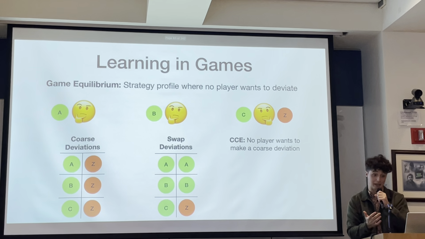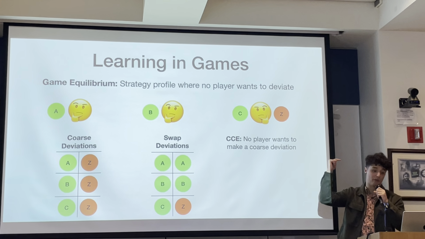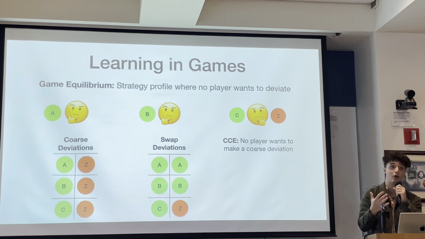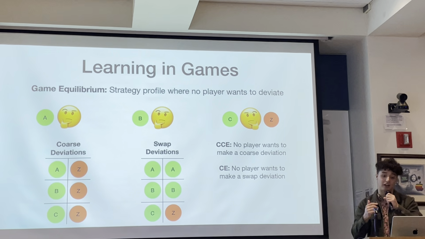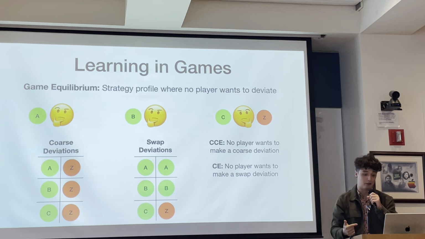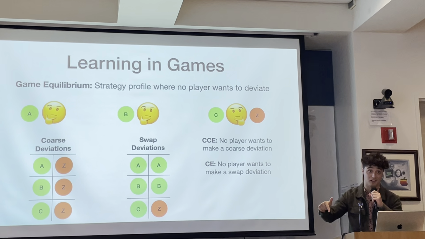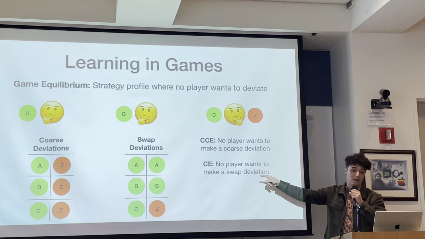Essentially, a coarse correlated equilibrium is a strategy profile in which no player wants to make a coarse deviation. A correlated equilibrium is a strategy profile in which no player wants to make a swap deviation. So that's going to be harder to achieve because, yeah, what's up?